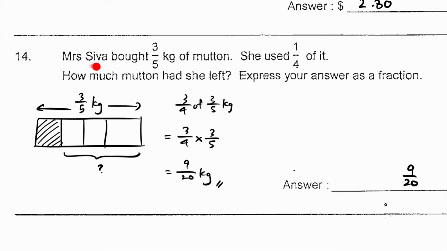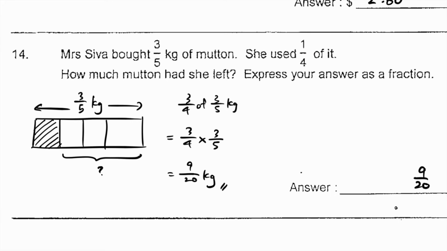Question 14. Mrs. Siva bought this amount. Now this is not units. This is actual amount of kilograms. Yeah, 3/5 of a kilogram of mutton. She used 1/4 of it now. This is actually units. This is not kilograms. So if you think this is kilograms, you might take this minus this. That's not what you're supposed to do, okay? So anyway, special requirements, answer as a fraction. How much mutton had she left?